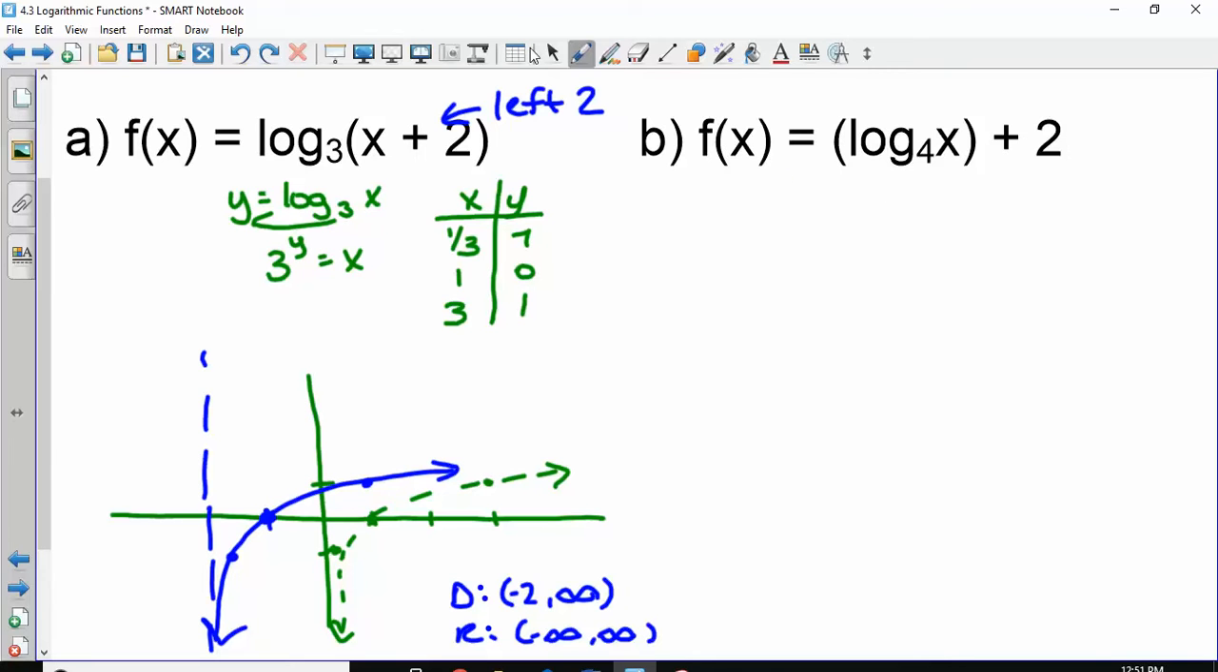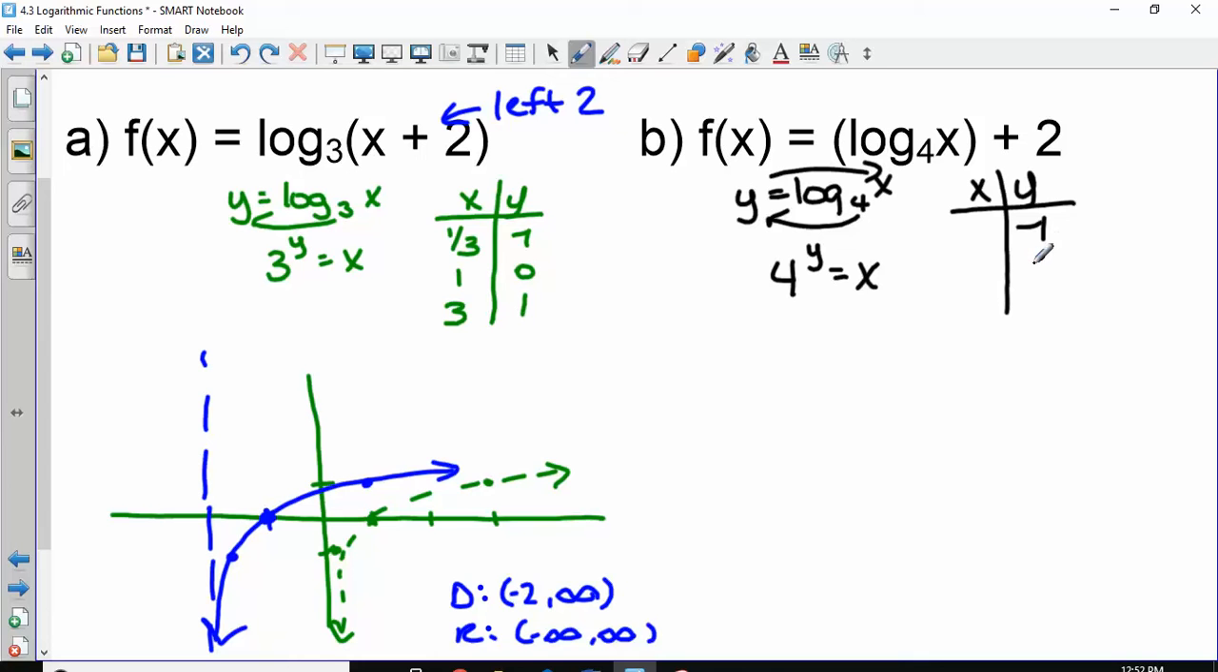Last one. What's my parent function? So that means 4 to the y power equals x. Plug in 4 to the y. 4 to the -1. 4 to the 0, and 4 to the first.